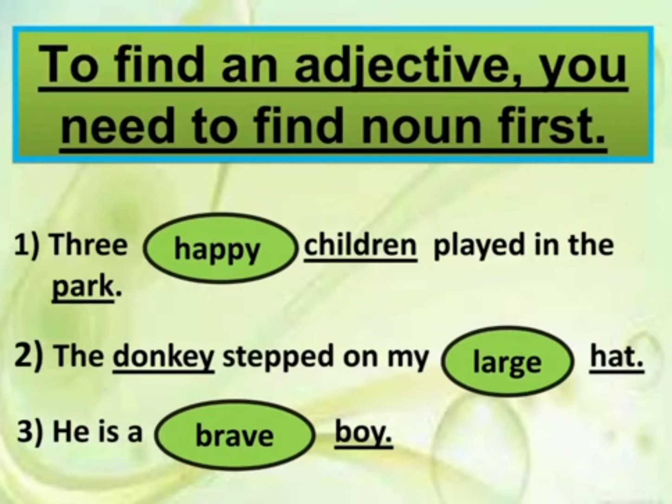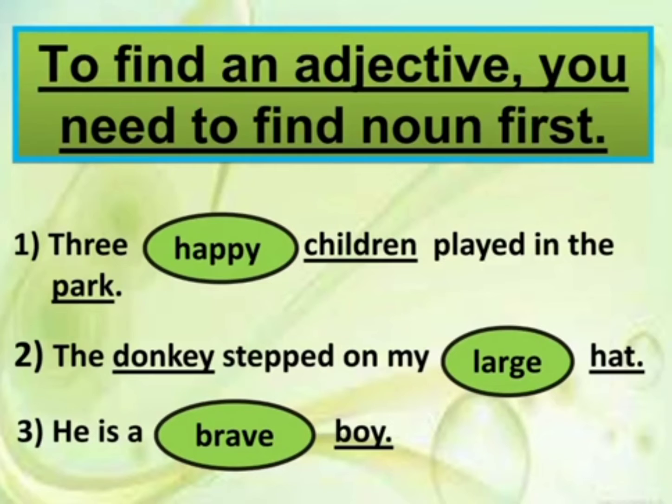Let's see some examples. Three happy children played in the park. In this example, first you have to find the noun. So in this sentence, children and park are the nouns. But in this sentence, only the noun children is being described. And how are the children being described? They are happy. So happy is an adjective.